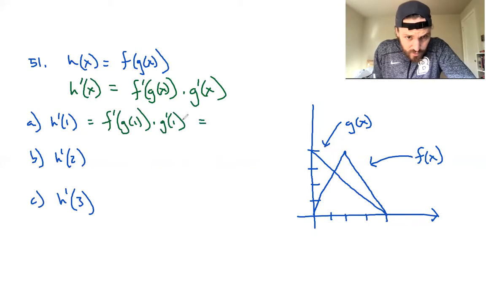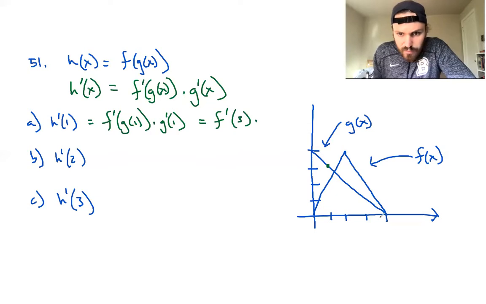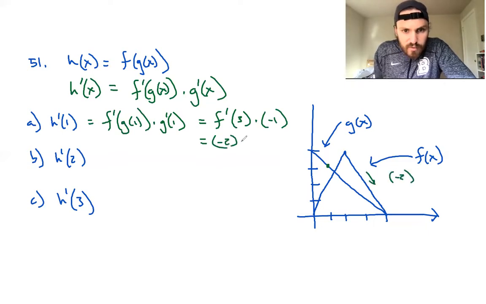So let's see if we can find g of 1. So g of 1 is actually right here, which is 3. So that's going to be f prime of 3 times g prime of 1. And g prime of anything is negative 1 because this has a slope of negative 1. So it's going to be negative 1. F prime of 3 is right here. It would be the slope right here, which is negative 2. So this is going to be negative 2 times negative 1, which is 2.